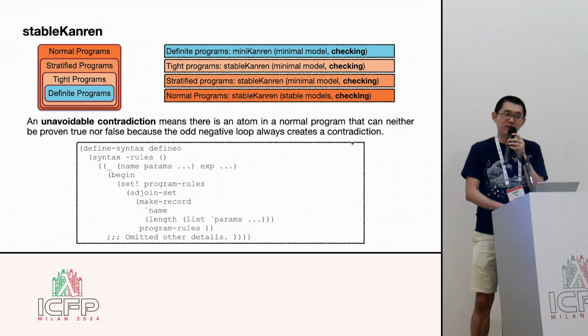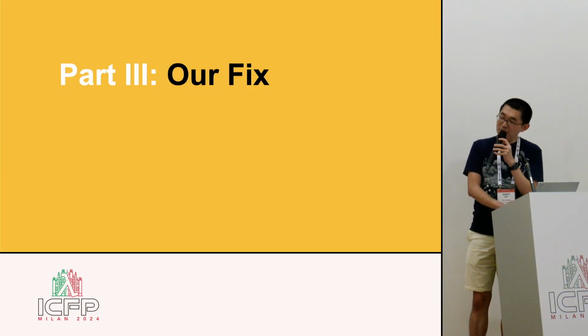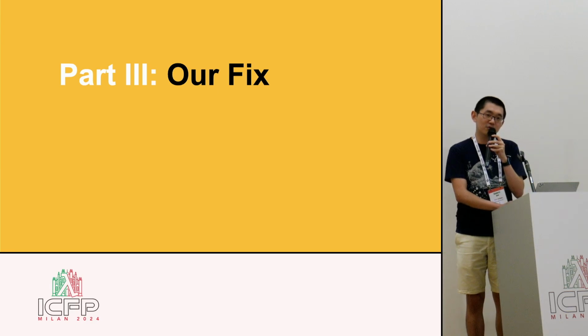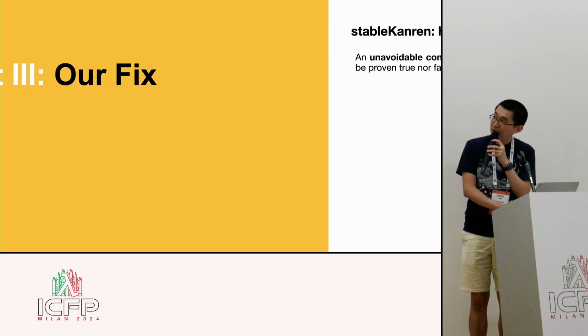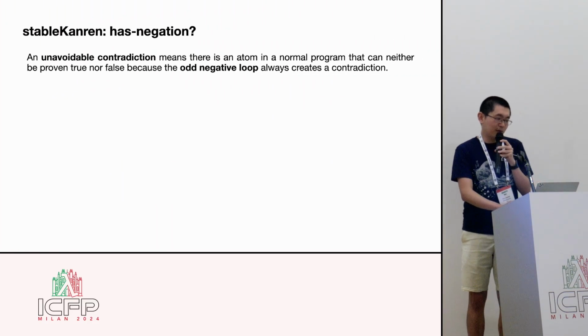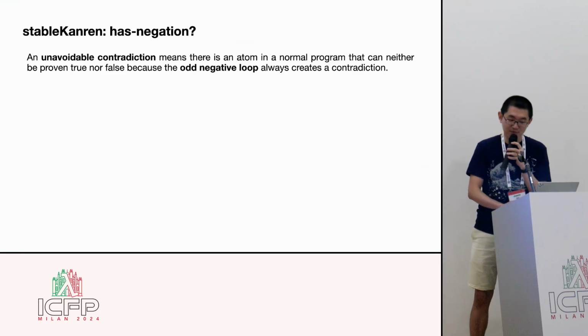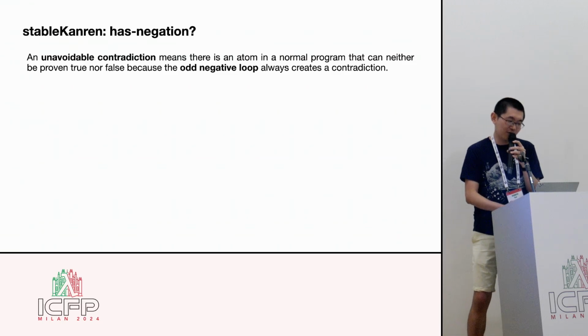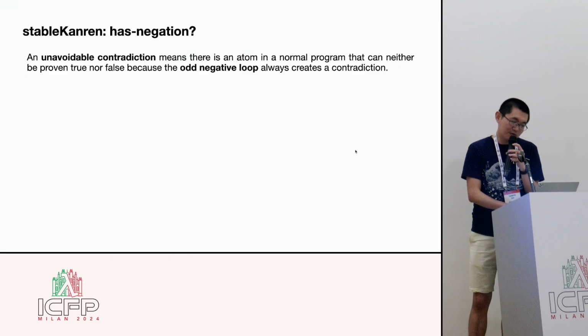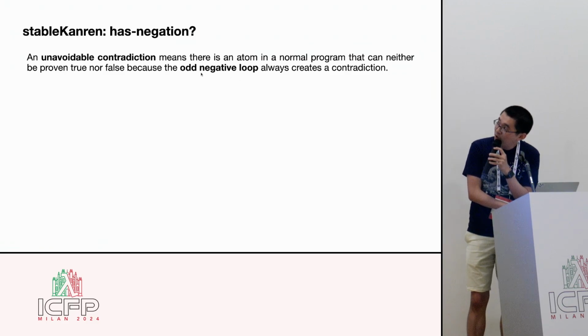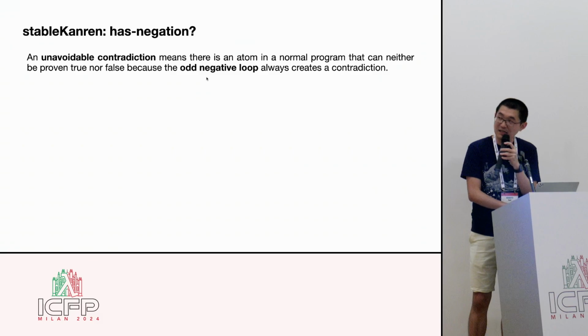So now the fix becomes very simple. Our fix is, okay, we turn this coarse contradiction handling into fine-grained levels. How can we do that? We introduce a new macro called has-negation?, trying to figure out what type of program it is. Because the unavoidable contradiction is actually introduced by negative loops, the keyword is negative. So if there is no negation, then we don't have to check for it, right?